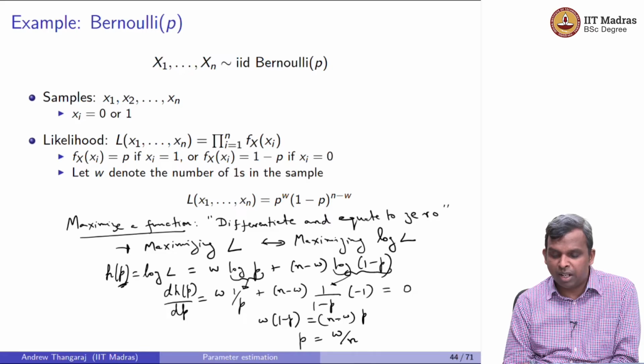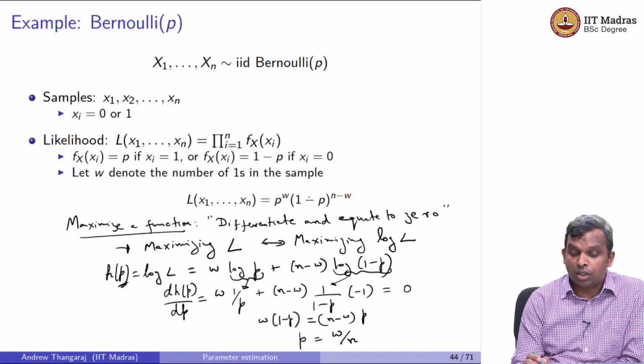So see how you will simplify it. You will get w times 1 minus p plus w times p. So, that is w itself equals np. Just multiply it out and simplify. You will get p equals w by n. Okay? So, it's a simple enough solution.